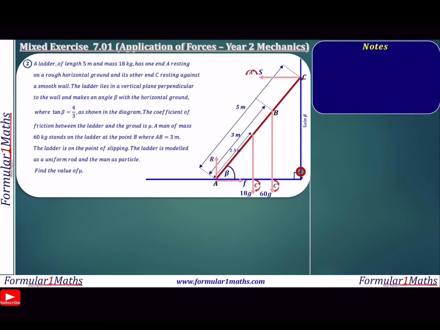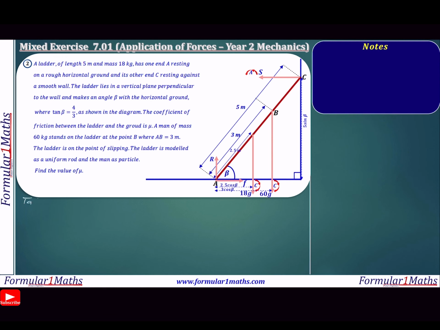In the same way, the perpendicular distance of the 18G Newton force will be 2.5 cos beta, and that will be the resolution of this length along the ground. Similarly, the perpendicular distance of the 60G Newton force will be 3 cos beta. So we can now take our moments about A.